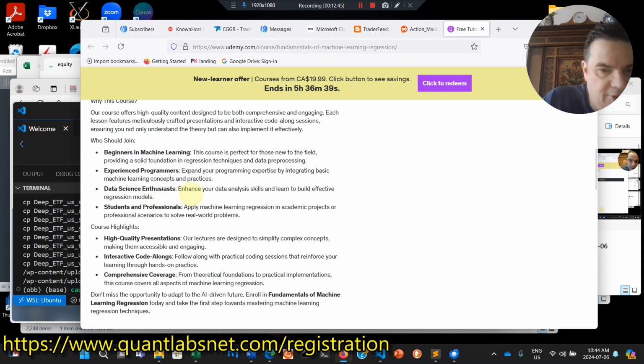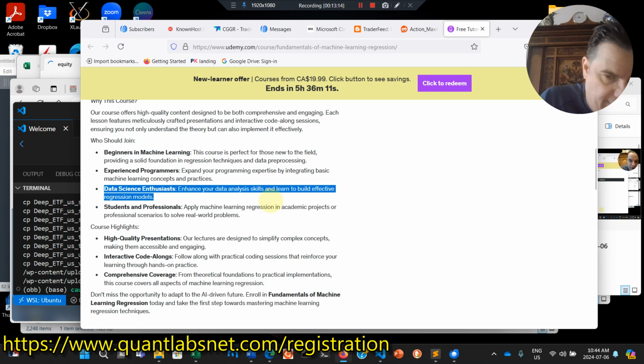Data science enthusiasts, enhance your data analysis skills and learn how to build effective regression models. Part of the other thing in this world, and I've gone over and over it across my career and different types of roles in large trading firms, banks, hedge funds, whatever, is that they need to validate the information. They have to validate the models. So this is what data science leads you into. The key here is to build effective models. Effective is a key word there, to make sure that they're accurate. Students and professionals apply machine learning regression to academic projects or professional scenarios.